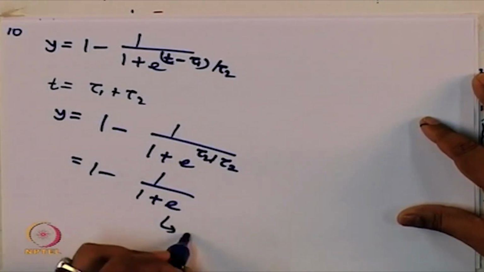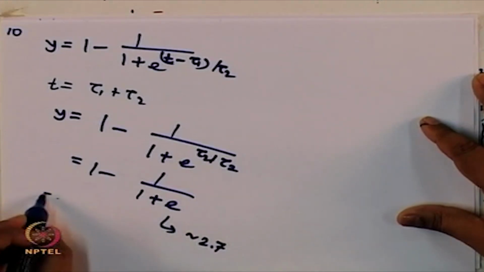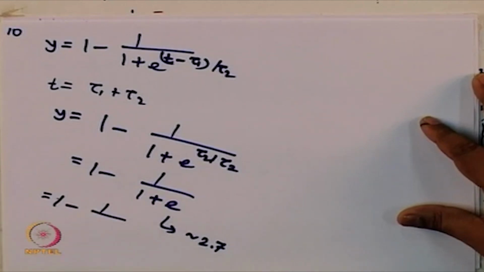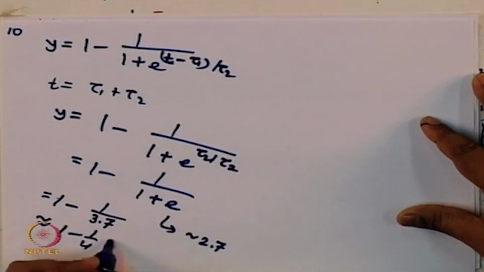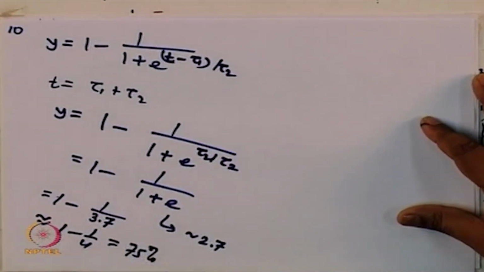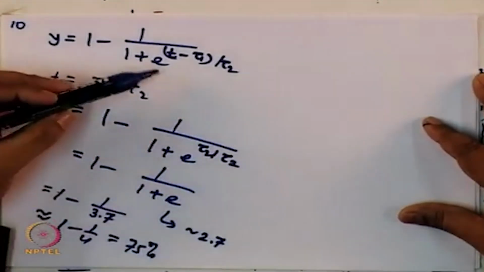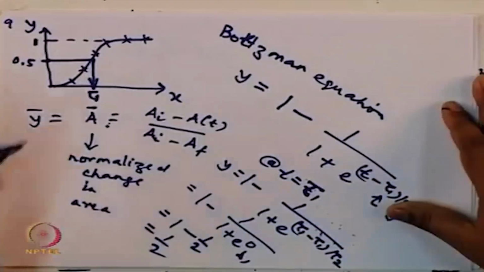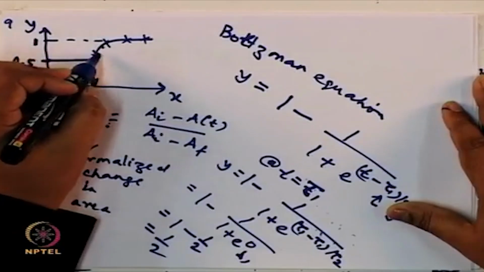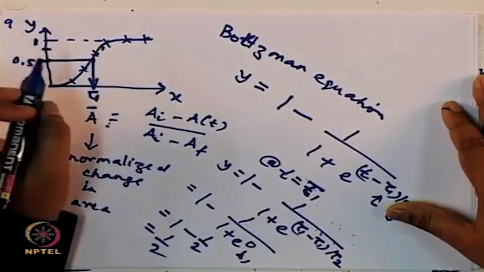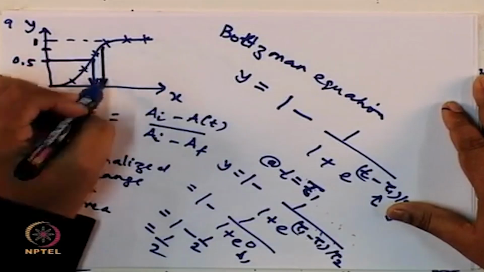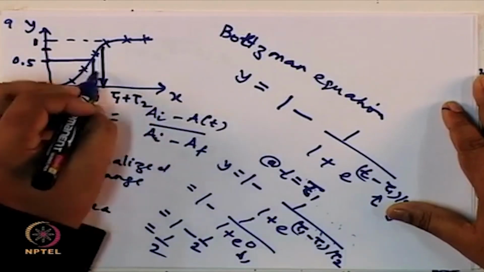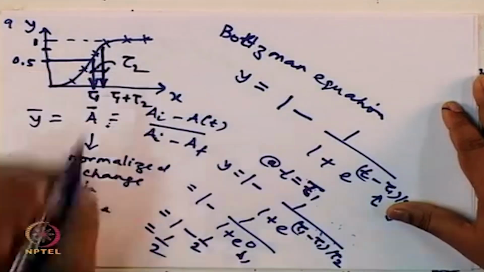e is roughly 2.7, so this is roughly 1 minus 1 by 3.7. Approximately, that is 1 minus 1 by 4, which is 75%. So at t equal to tau 1 plus tau 2, you reach slightly more than 75%. In this curve, this is my 0.75 mark and this is my tau 1 plus tau 2. That means this difference is my tau 2.